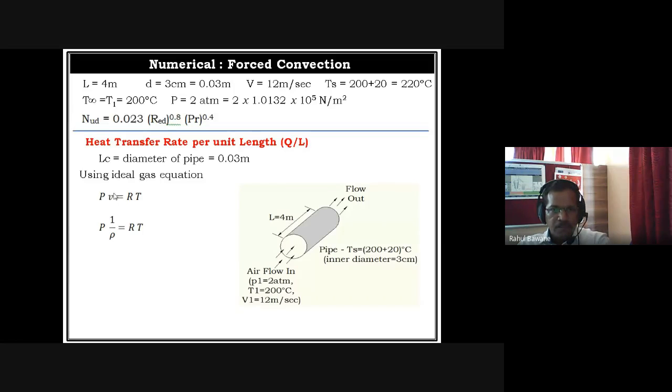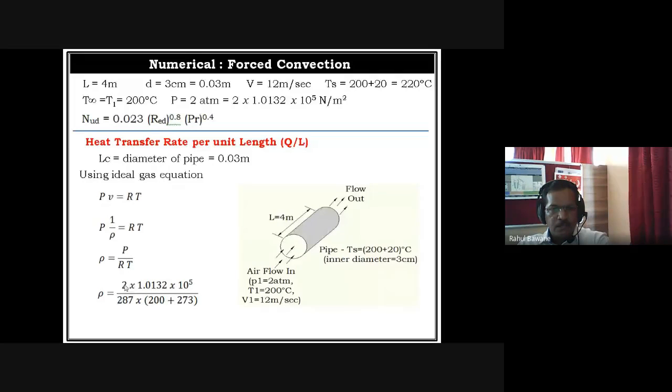So what is this v? It is the specific volume. Specific volume is meter cube per kg and density is kg per meter cube, so specific volume can be written as 1 upon rho. So P, pressure, times 1 upon rho, the density, is equal to RT. R is the characteristic gas constant. So density is P upon RT.